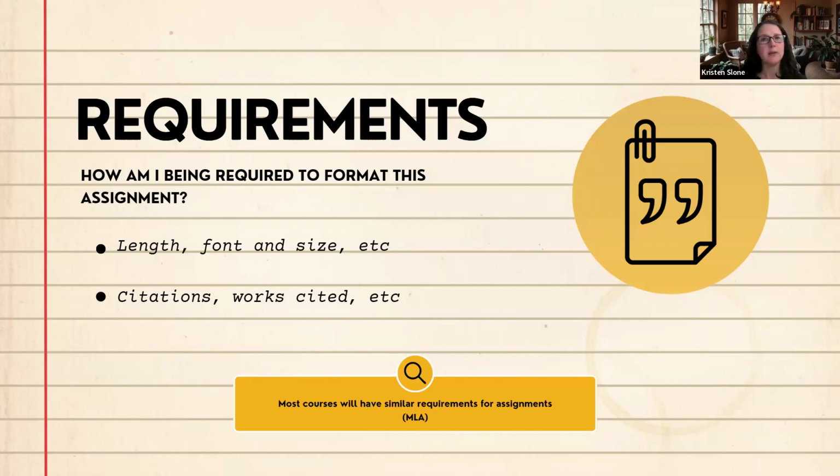Another aspect of requirements is going to be citations, okay? In-text citations, works cited, MLA. You guys will use MLA, but if you are in like a psychology course, for example, like a social sciences course, you'll use APA formatting. But most courses will have similar requirements for their assignments. And again, in your case, it will most likely be MLA.